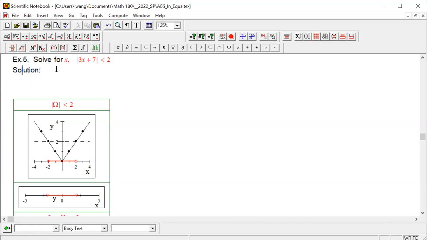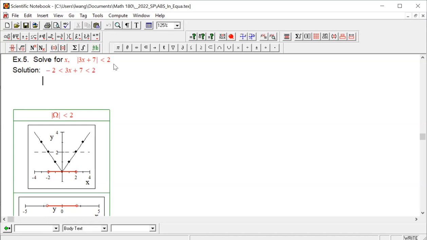I start to show work, right? So I have this model in my mind. I recognize 3x plus 7 is my omega. And I got this inequality. After I got this inequality, I'm going to subtract 7 on both sides. So I got -2 minus 7 less than 3x less than 2 minus 7. Okay, I'm subtracting 7 on all 3 sides.